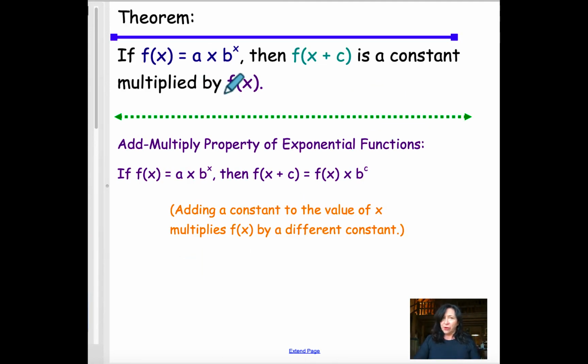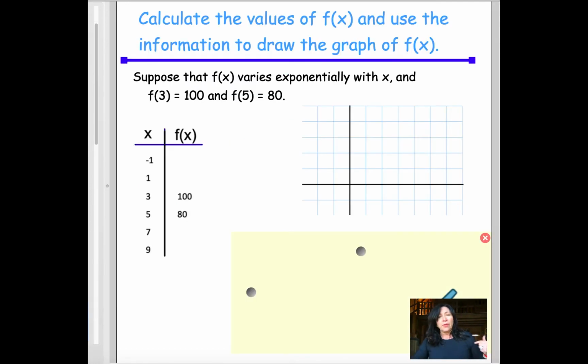Okay, so this is the theorem. If you have an exponential function, and this is what this is, exponential, then you're adding something on the left yields a multiplication of something for the f of x on the right. And so adding a constant to the value of x multiplies the f of x value by a different constant. And so that's the add multiply property. So that being said, let's do this equation.